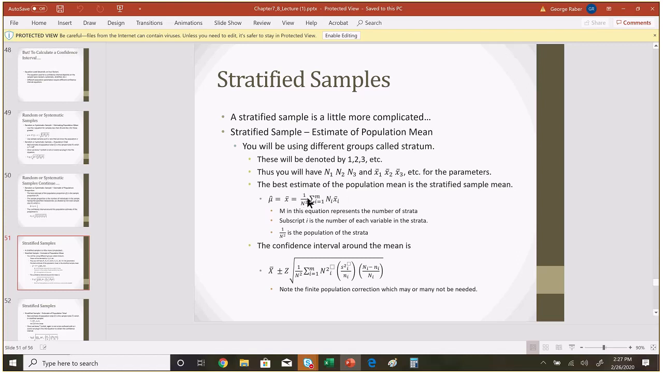Well, this is basically saying 1 divided by the total population value. So this is the count of all of the count. And m is the number of strata, so we're going to do this for each one. So the mean is going to be equal to 1 divided by the population of the strata times that number times the individual mean. Okay.